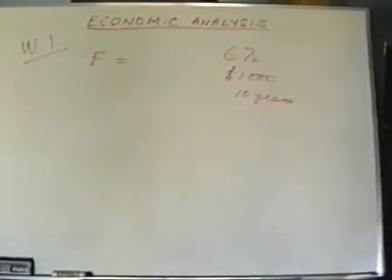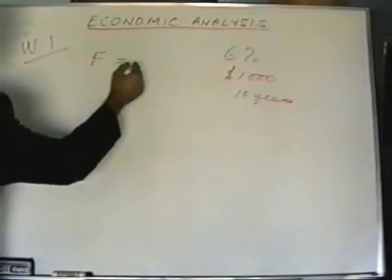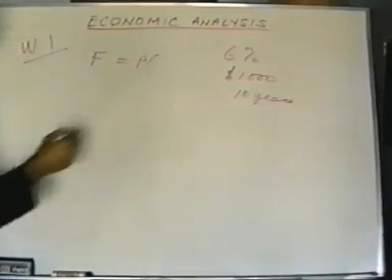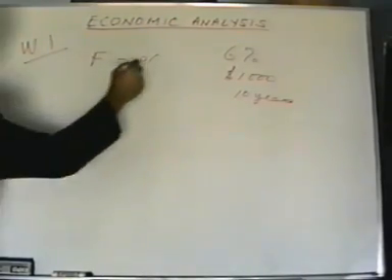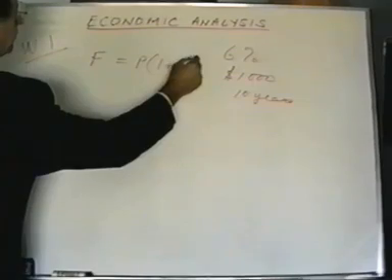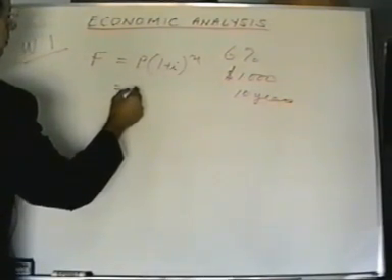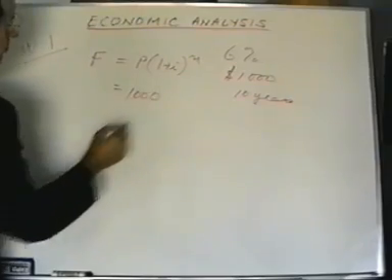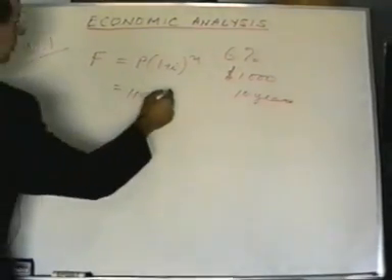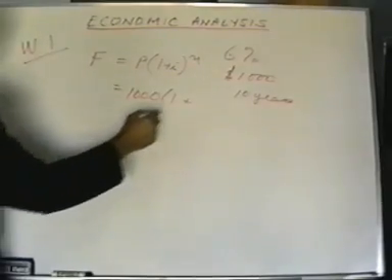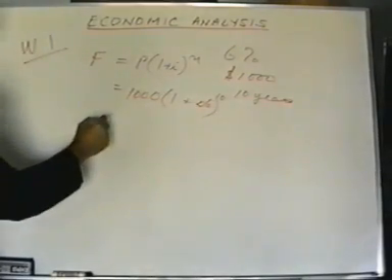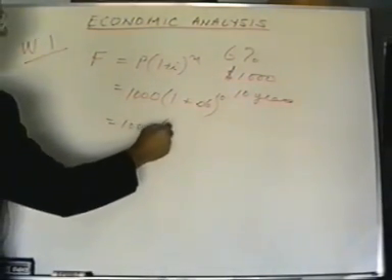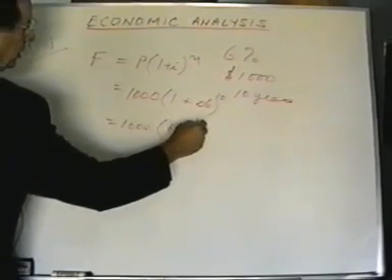So 6%, $1,000, 10 years. What would this accumulate? Well, earlier we worked a problem that says that F is obtained by taking the present value and multiplying it by 1 plus i to the nth power. So we'll be taking the principal, or the present value, of $1,000 and multiplying it by 1 plus the interest rate, 0.06, and this is raised to the 10th power. So we now have 1,000 times 1.06 to the 10th power.